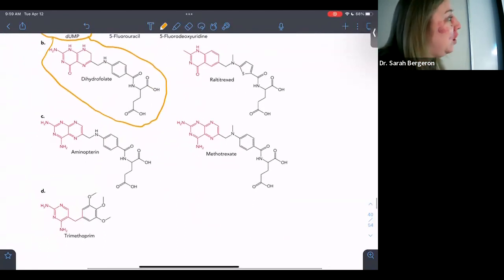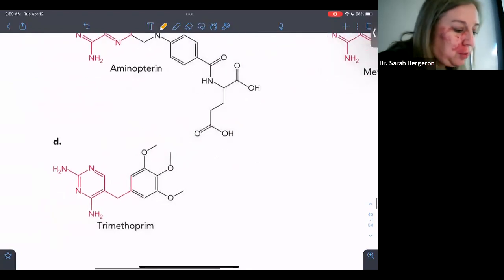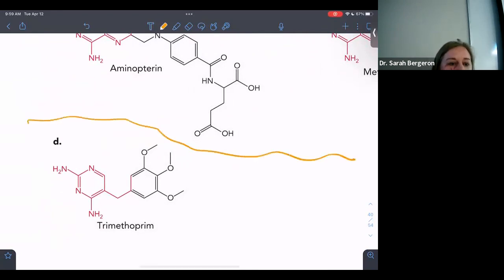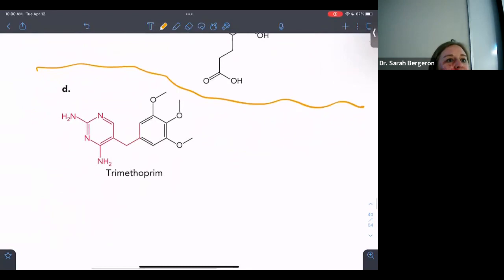There's one drug, this drug down here at the bottom, trimethoprim. Trimethoprim is really kind of interesting because it's a different kind of drug. This is actually not an anti-cancer drug. This drug is actually specific.